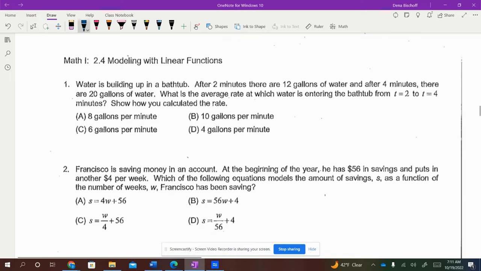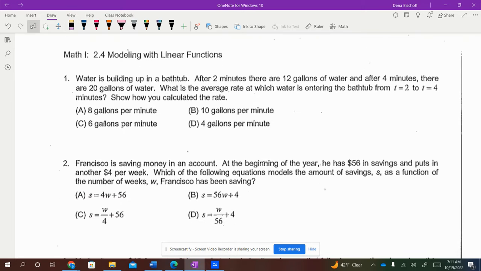All right, let's look at another example. So water is building up in a bathtub. After 2 minutes, there are 12 gallons. That looks like an ordered pair. 2 minutes, 12 gallons. After 4 minutes, there are 20 gallons. We need to find the rate of change.